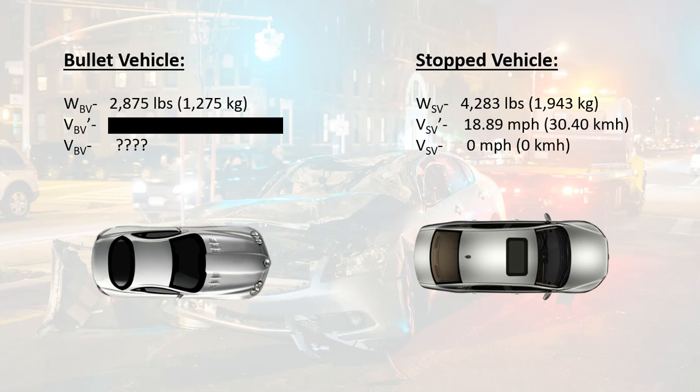So while at first, if you're not real familiar with using closing speed analysis and things like that, this may seem like you don't have a lot to work with, but once you get comfortable with using closing speed, we've got more than enough to solve for the impact speed for this bullet vehicle. So let's look at how we could accomplish this.